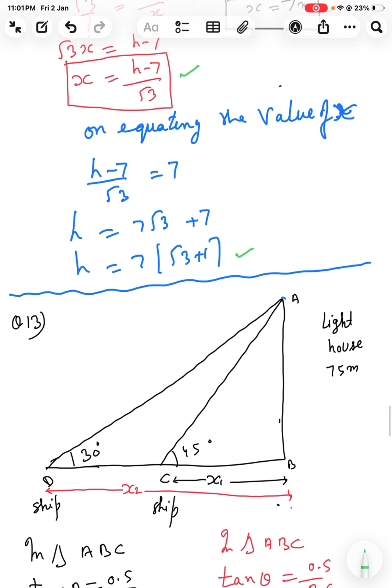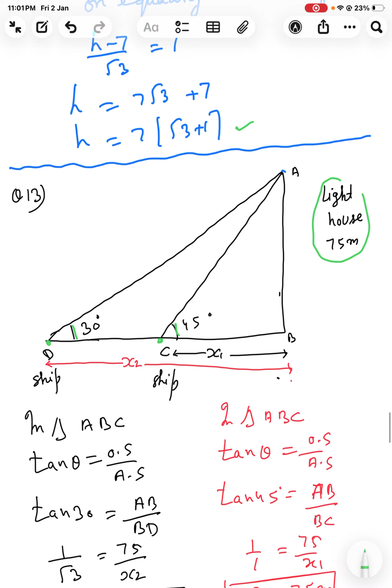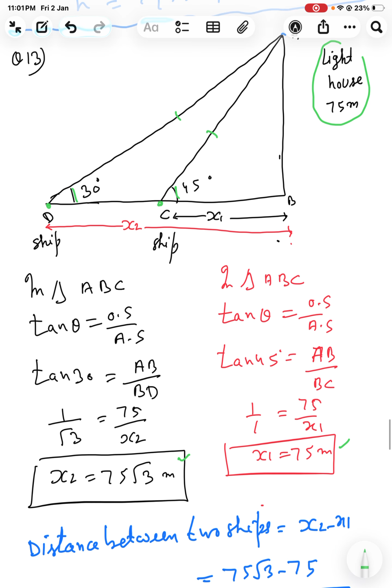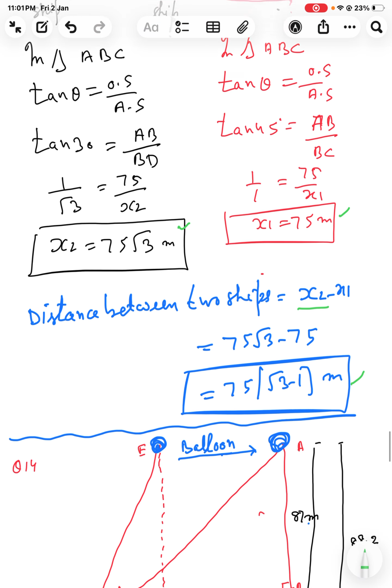In question number 13, a 70 meter lighthouse in the sea is seeing two ships making 30 degrees and 45 degrees, diagonals not equal. Apply tan theta. x2 equal to and x1 equal to. We have to find the distance between the two ships, x2 minus x1. That is the answer.